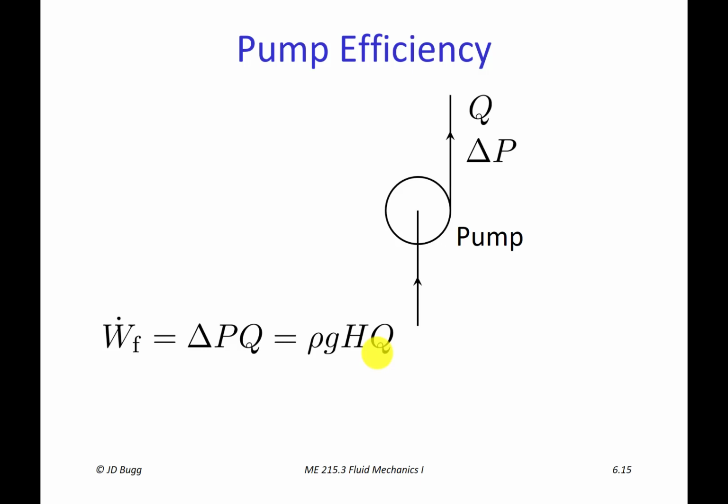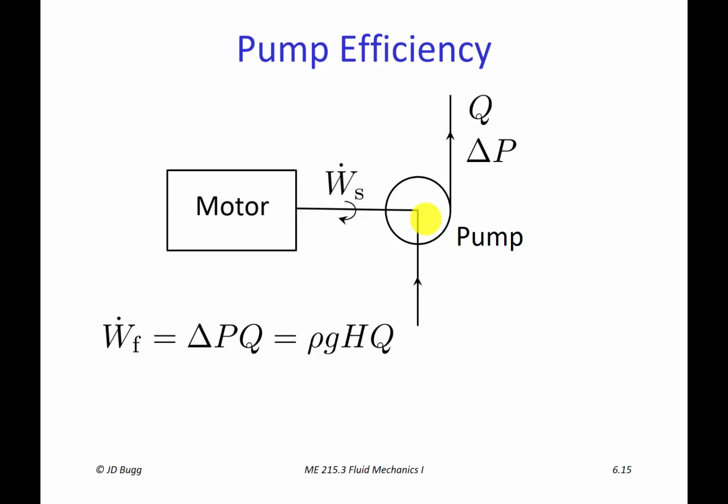Now of course the amount of work that we need to actually supply to the pump will be larger than this due to the inefficiencies that happen inside of the pump. So we connect a motor to this thing, and the rate at which work is done on the pump in the shaft is called W dot S, the shaft work. And so the efficiency of the pump is the rate at which work is actually being done on the fluid divided by the rate at which work is done on the pump. So that ratio W dot F to W dot S is the pump efficiency.